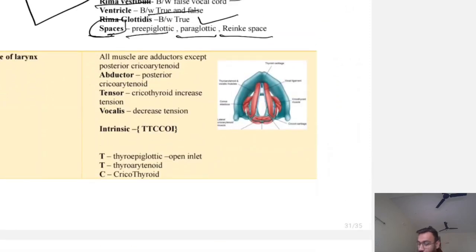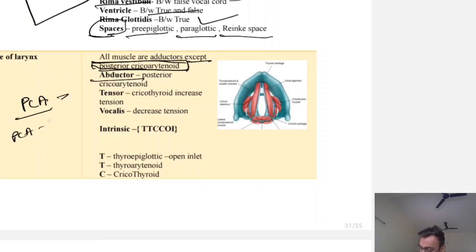Now the muscles of larynx. So all the muscles are adductor except posterior cricoarytenoid. It is abductor. So you have to remember this muscle only. Posterior cricoarytenoid, PCA. PCA is abductor. All others are adductor. Okay. Tensor is cricothyroid. Vocalis decreases the tension.